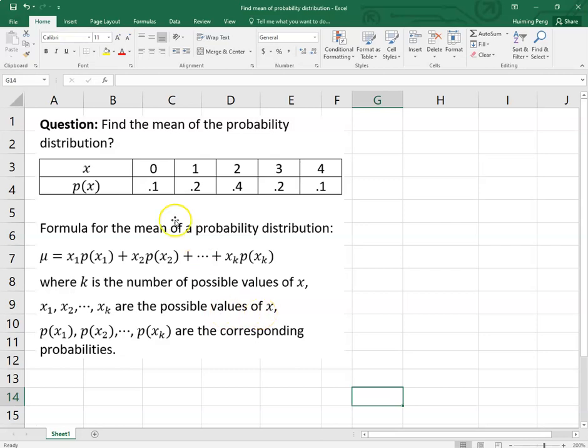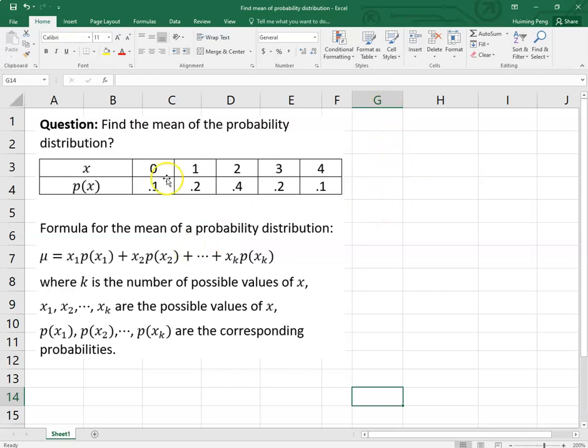In our example, that is the data in the first row, right? P(x) are the corresponding probabilities, which are the numbers in the second row. Look at the formula. So x is here, and the P(x) is here. So that's a product, right? The second is another product, which means it is the sum of products. We do have a function in Excel, called SUMPRODUCT, so we can find the sum of products directly.